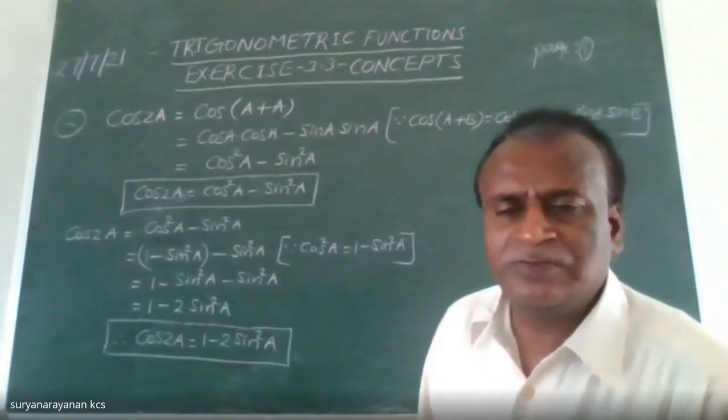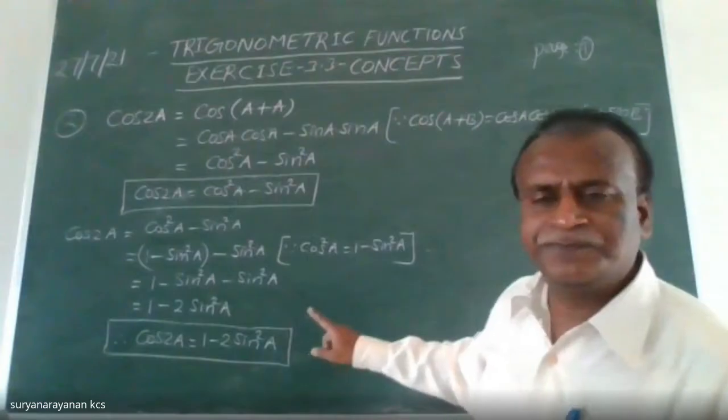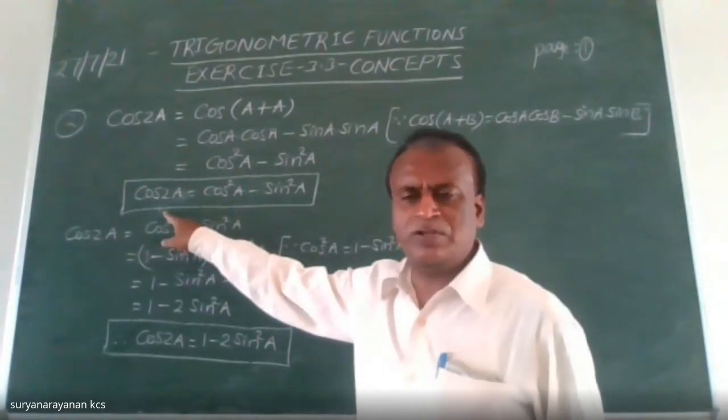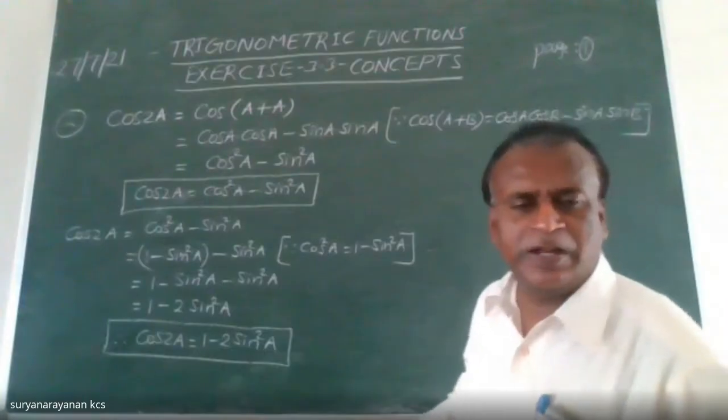Percy, start. Cos 2A is equal to cos square A minus sin square A. Cos 2A is equal to 1 minus 2 sin square A. Very good. Maria, it's your turn. Cos 2A is equal to cos square A minus sin square A. Cos 2A is equal to 1 minus 2 sin square A. Very good, Maria. Samuel, my dear Samuel. Very good, my dear Samuel.